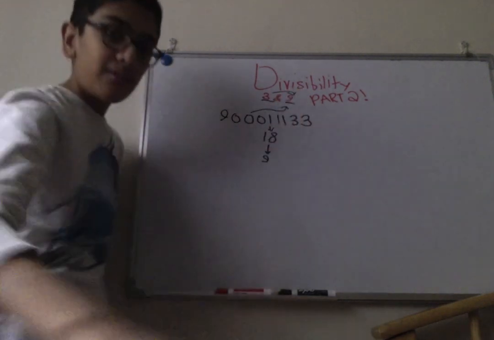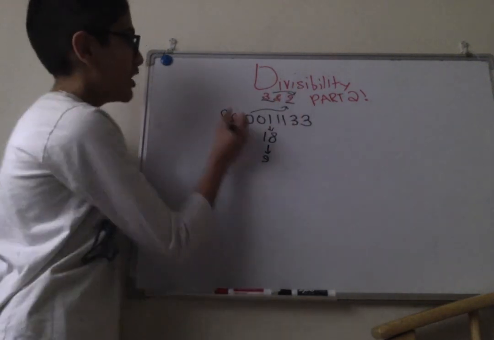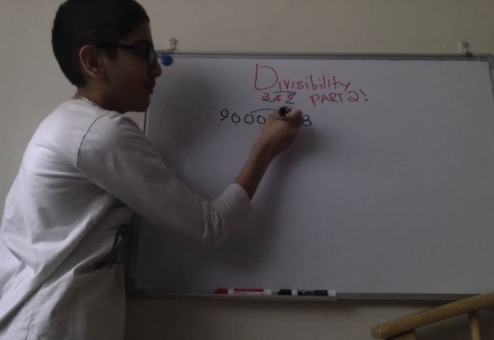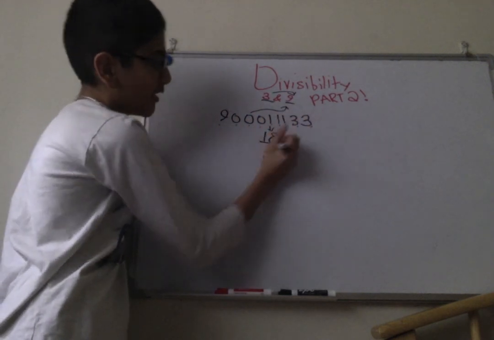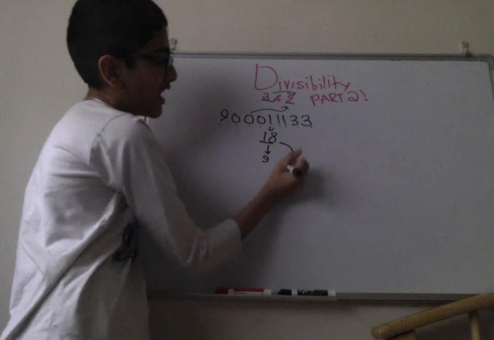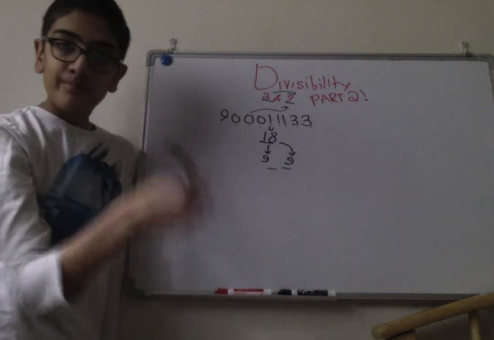Is it divisible by 3? Let's check. 9 plus 0 plus 0 plus 0 plus 1 plus 1 plus 1 plus 3 plus 3 is 18. And if we add the digits of 18, we get 9. And 9 is divisible by 3.